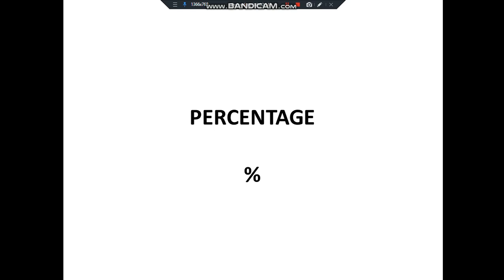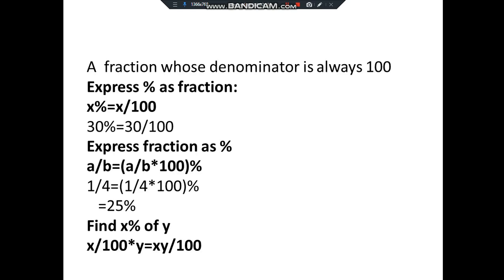So what is percentage? Percentage comes from the word percent. Percent means divided by 100. That means you will have the denominator as 100. A fraction whose denominator is 100 is a percentage. While expressing percentage as a fraction, x percentage means x divided by 100. For example, 30 percentage is 30 divided by 100.